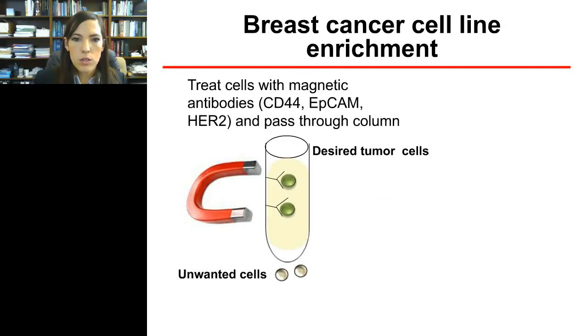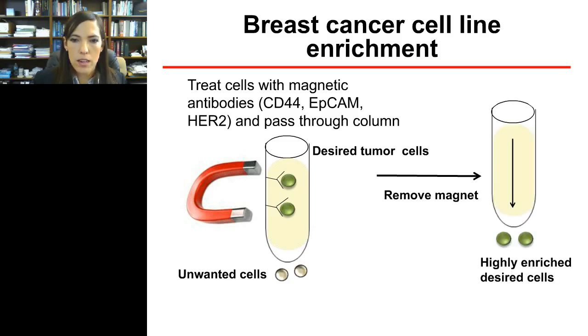The next thing we do is then to treat those cells with magnetic antibodies that are conjugated to CD44, EpCAM, and HER2, and pass them through the column again, but this time in the flow through, we have our unwanted cells and our desired cells remain attached at the site of the magnet. We then remove the sample from the magnetic apparatus and are left with a highly enriched population of desired cells.